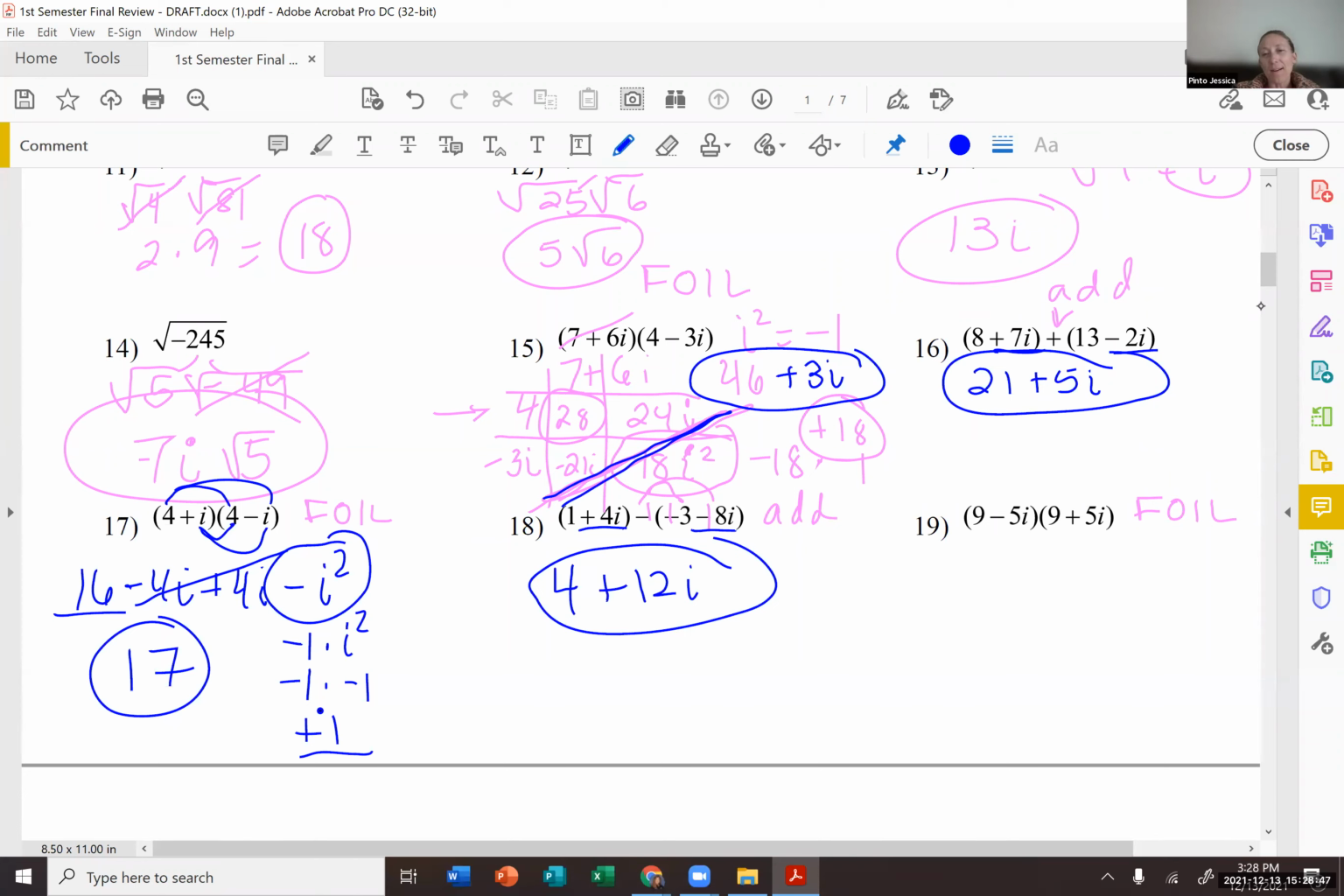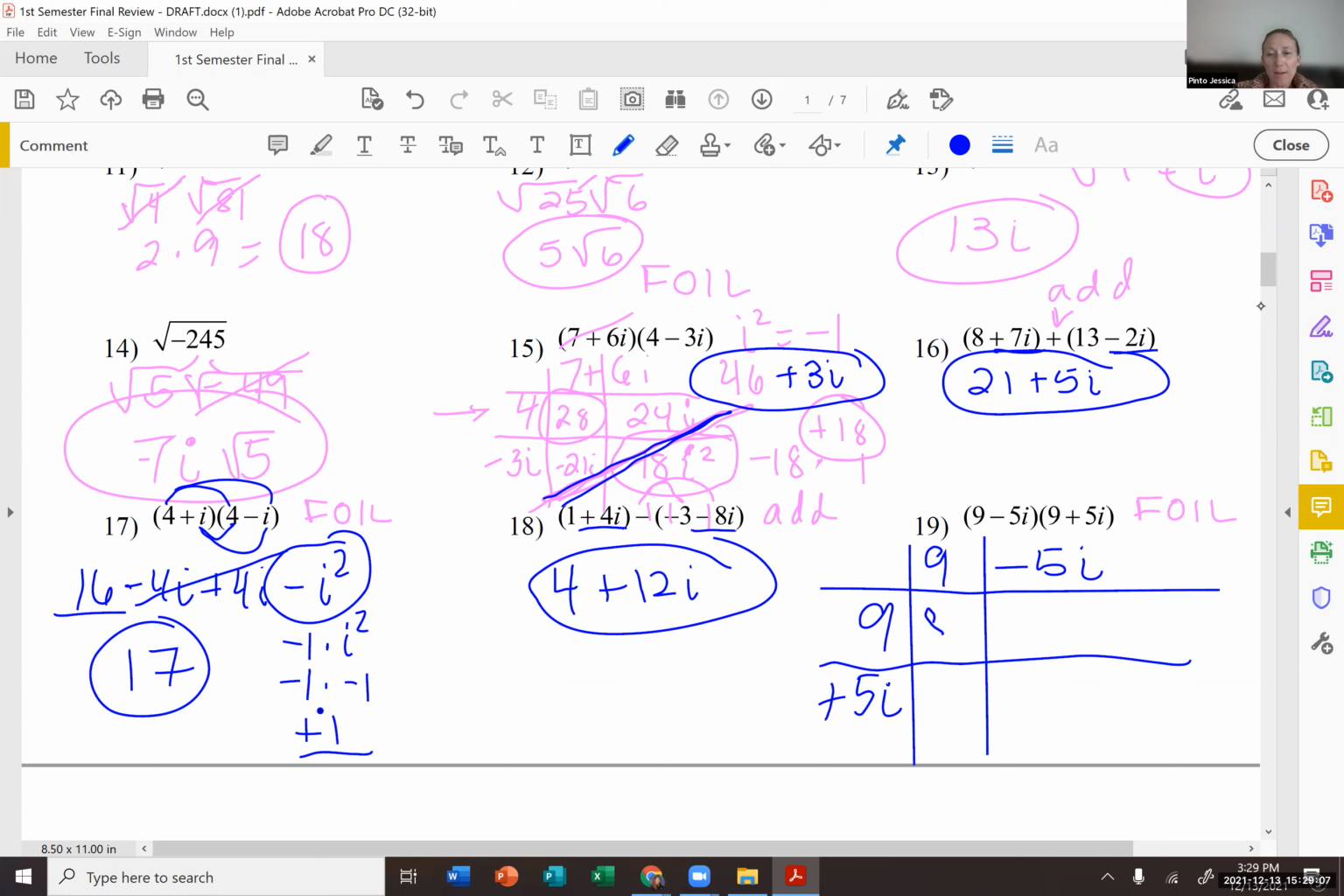And then for number 19, I can FOIL that again. I'll show the box method one more time. 9 minus 5i, 9 plus 5i. So 9 times 9 is 81. I have minus 45i. Here I have 45i. And here I have negative 25i squared.